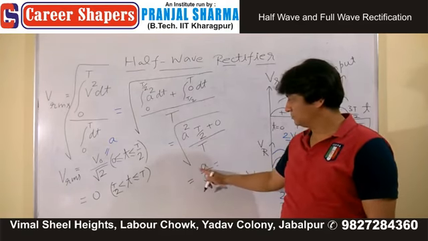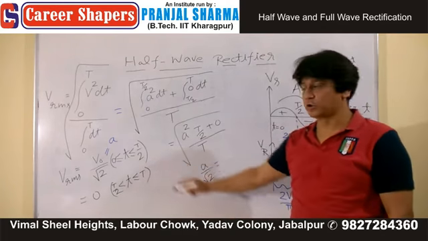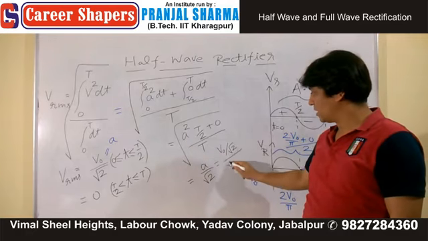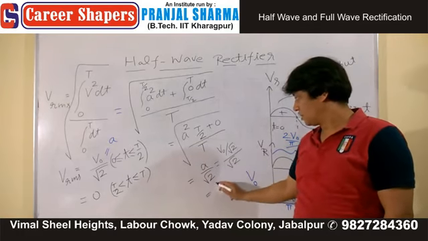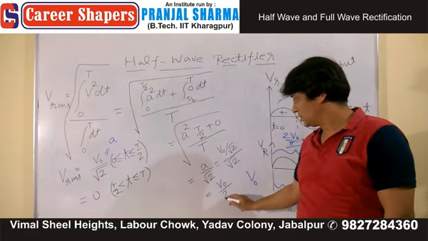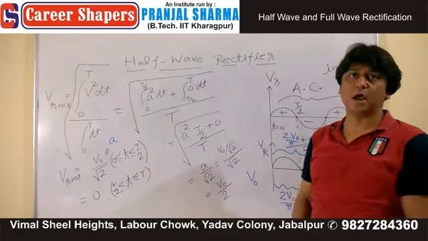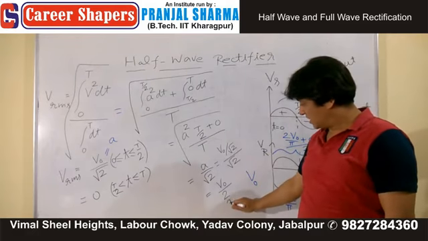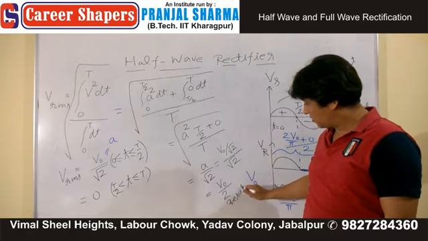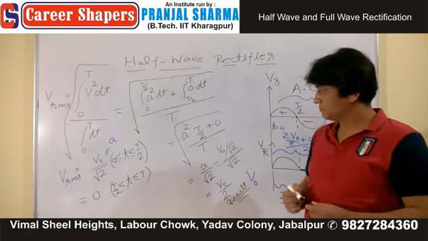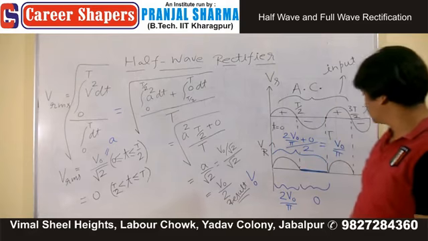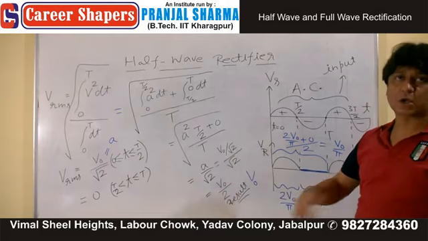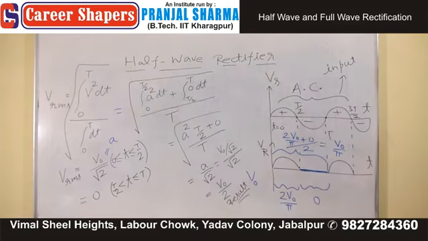What is a? V0 upon root 2, divided by root 2. The answer is what? V0 divided by 2. Write down result for competitive examinations. This thing and this thing, they are what? Results. Go down like this.